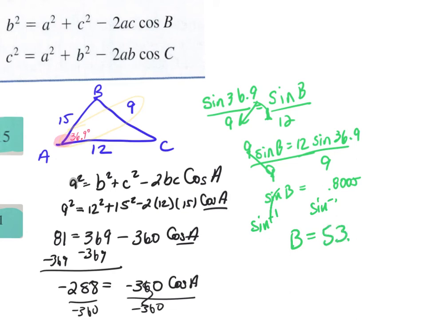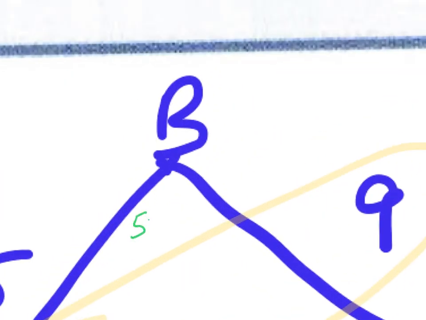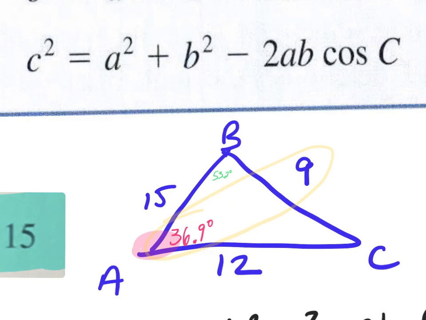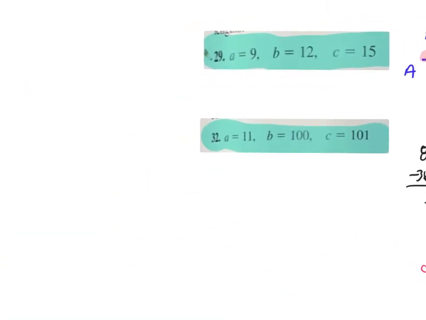53.2 degrees. So if B is 53.2 degrees, then I can add those two together, 53.2 plus 36.9, and I get 90.1, and I say 180 minus 90.1, and I get that angle C is about 89.9 degrees. We're going to do the exact same thing for the next one, and then we will be done, guys.